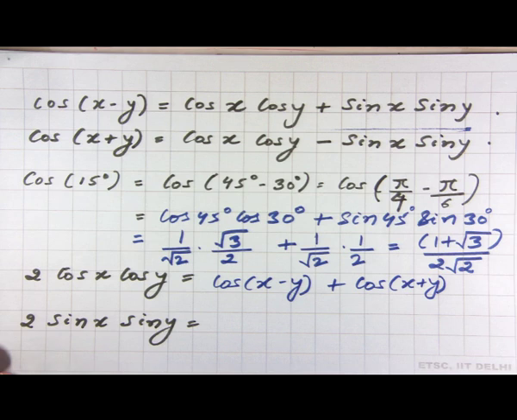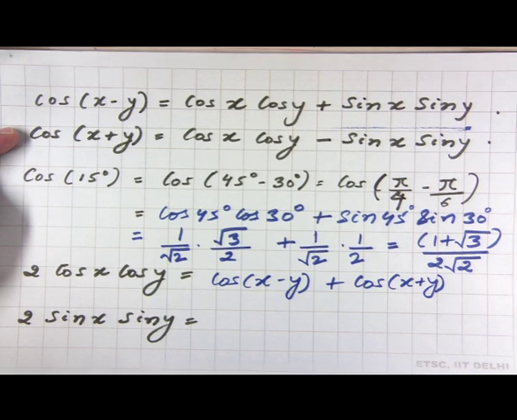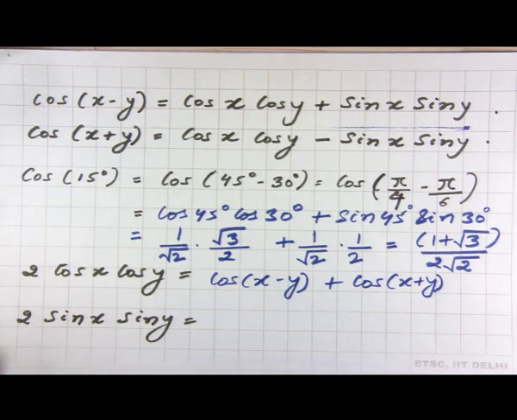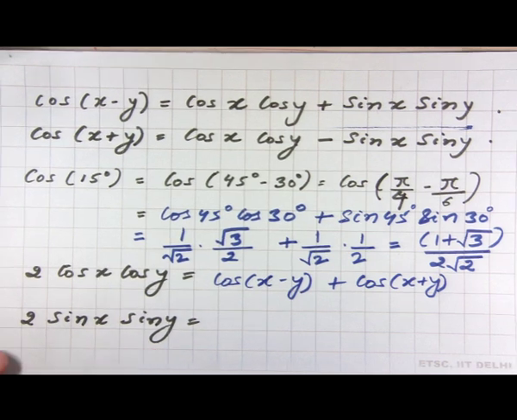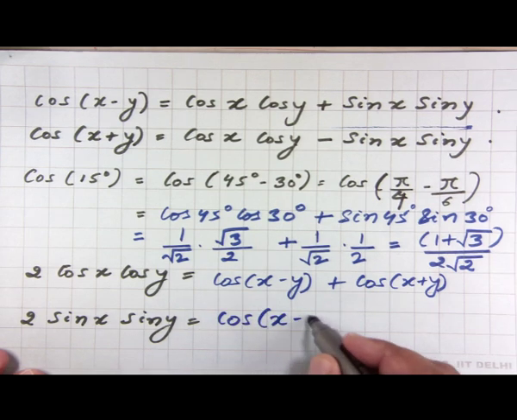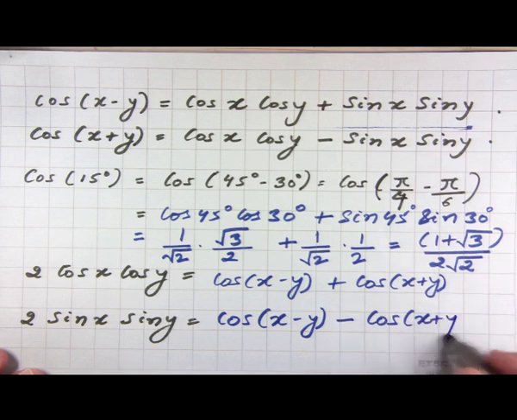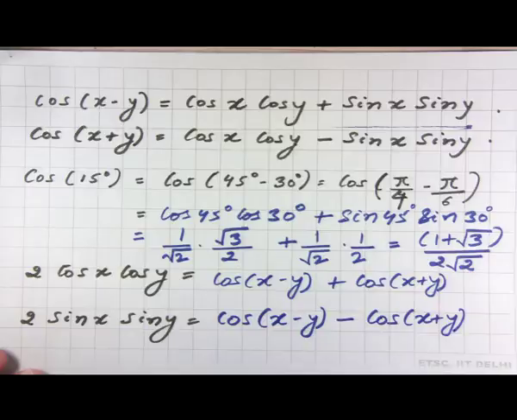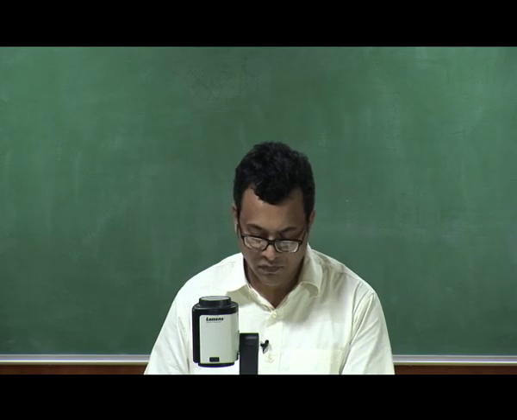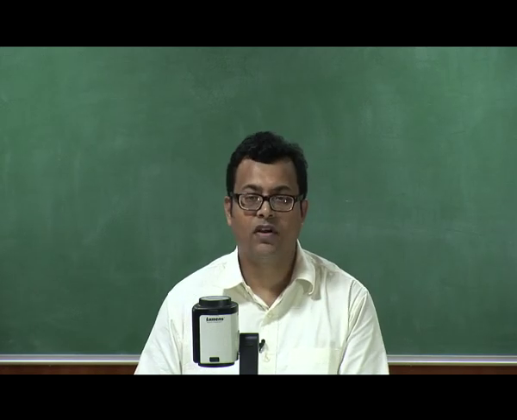And similarly, if we compute cos of x minus y minus cos of x plus y, then this term in both these equations will get cancelled and we will get 2 sin x sin y. So, 2 sin x sin y is equal to cos of x minus y minus cos of x plus y. So, later on when we do a lot of examples, you will see that this type of formulas will be very handy and it will be good if you can memorize it.